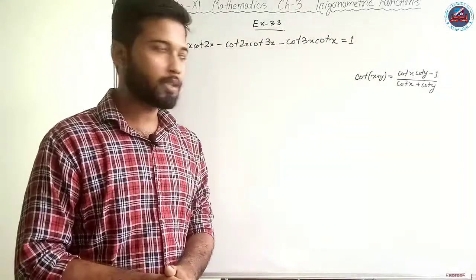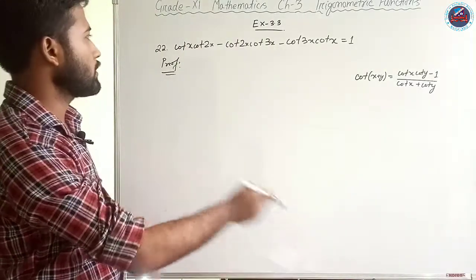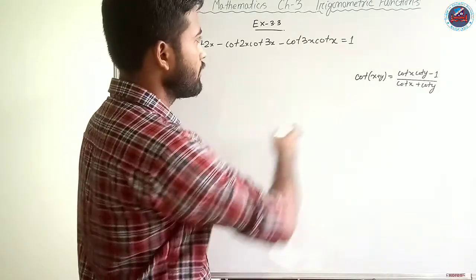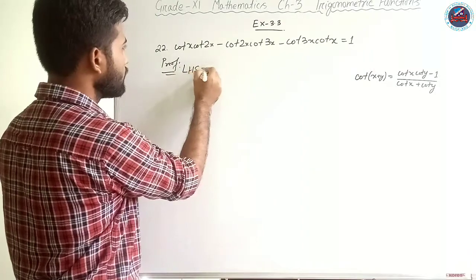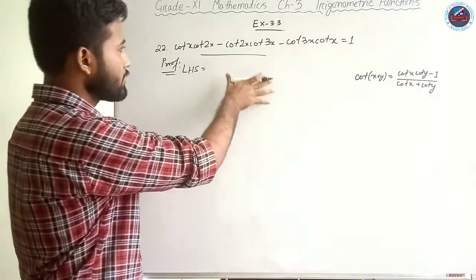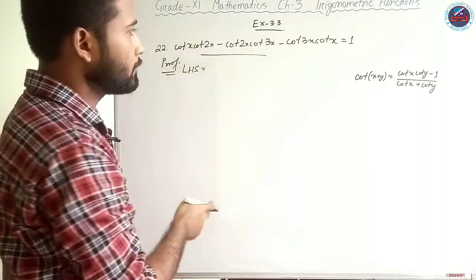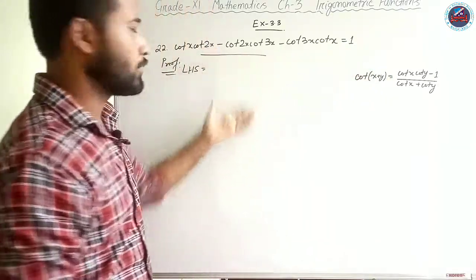Next, let us see question number 22. Here we have cot x cot 2x minus cot 2x cot 3x minus cot 3x cot x is equal to 1. We need to prove that. So in the LHS, what we have is this. One way of doing this is that you can consider the LHS, and then you can either expand them, or you can use the cot x plus y formula, and after that you will get the result.